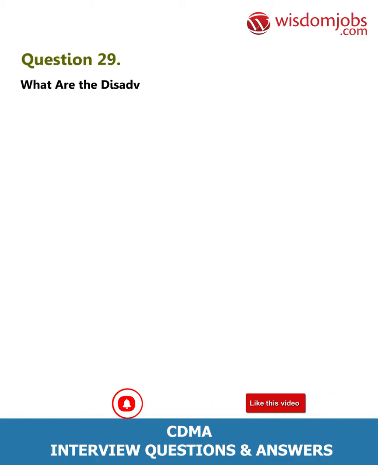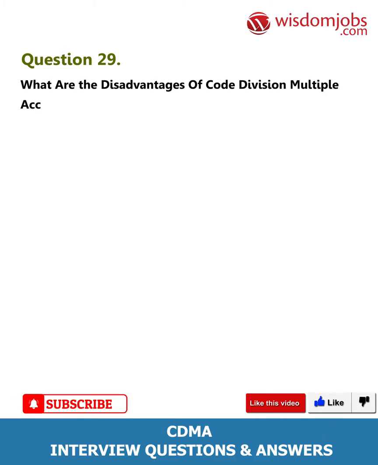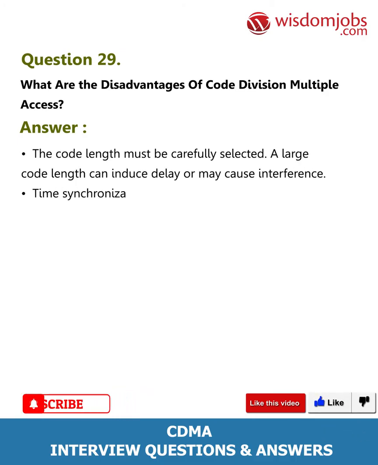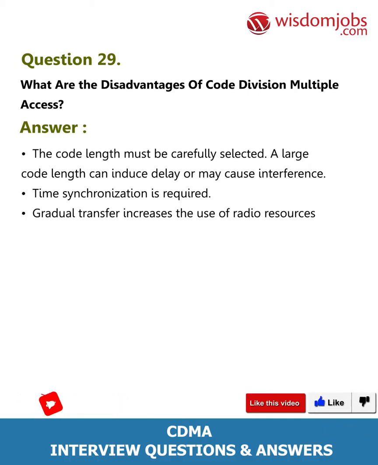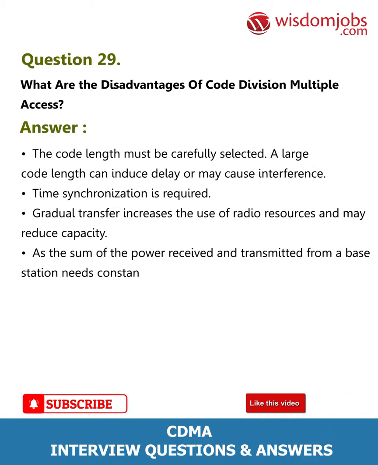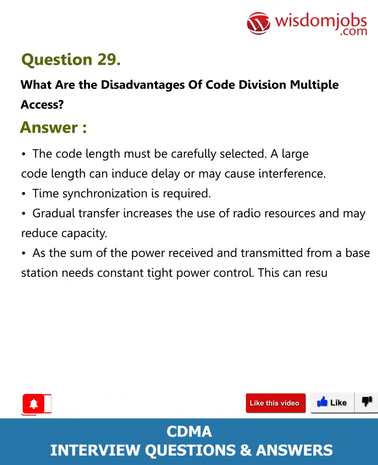Question 29. What are the disadvantages of code division multiple access? Answer. The code length must be carefully selected. A large code length can induce delay or may cause interference. Time synchronization is required. Soft handover increases the use of radio resources and may reduce capacity, as the sum of the power received and transmitted from a base station needs constant tight power control. This can result in several handovers.